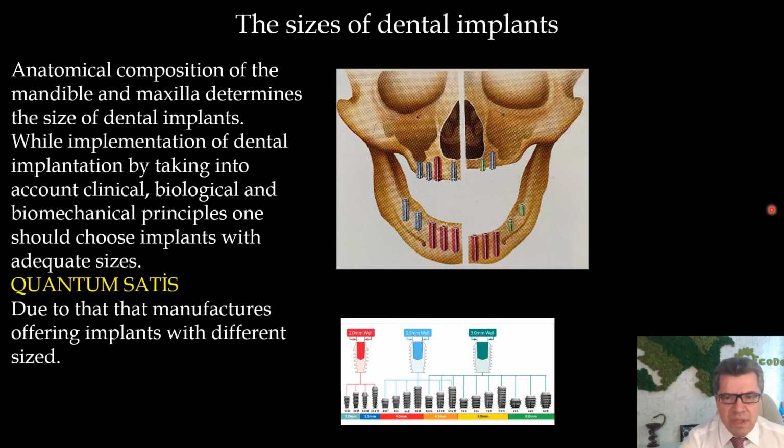The size of the implant depends on the anatomical characteristics of the bone. The anatomical composition of the mandible and maxilla determines the size of the dental implant. While placing a dental implant, taking into account clinical, biological, or biomechanical principles, one should choose an implant with adequate size. Here is the principle: quantum satis. Due to that, manufacturers offer implants with different sizes.